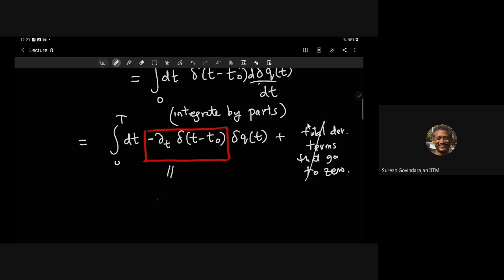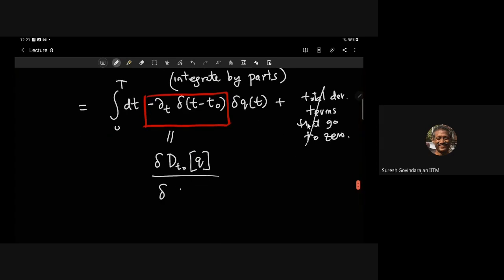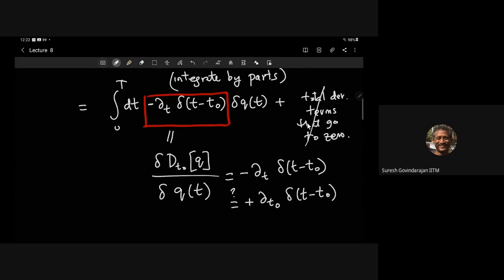And this should be equal to delta dt0 of q divided by delta Q. It's an exercise which I'll leave for you. This is a delta function as a function of two variables t and t naught, so I could even write it like this. This you can check for yourself. So this is what we get.